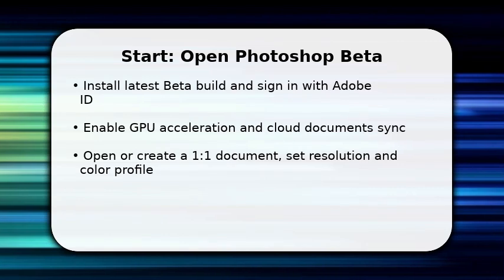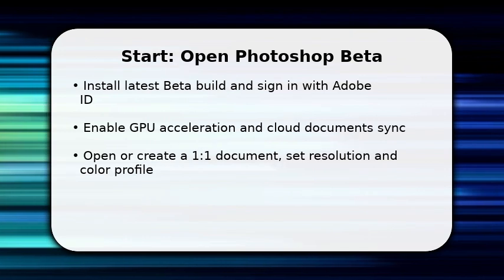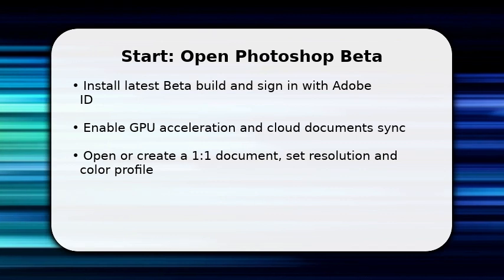You begin by launching Photoshop Beta and signing in so cloud features work. Make sure GPU acceleration is enabled. This improves performance for neural filters and live previews. Open or create a document with the correct resolution and color profile. Once done, you avoid later color shifts.